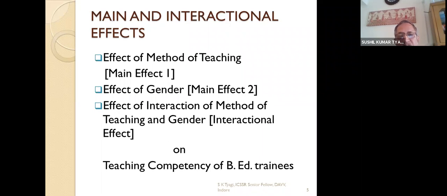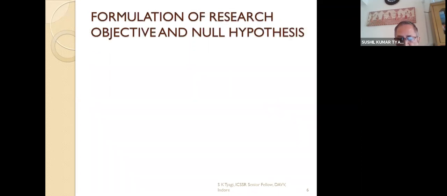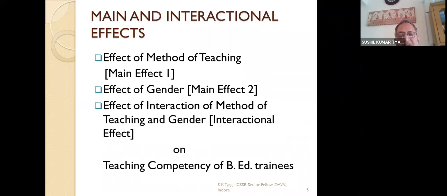So this particular situation involves 2 factors or 2 independent variables, namely method of teaching and gender, and one another effect, known as the interactional effect, which is the joint effect of the independent variables.